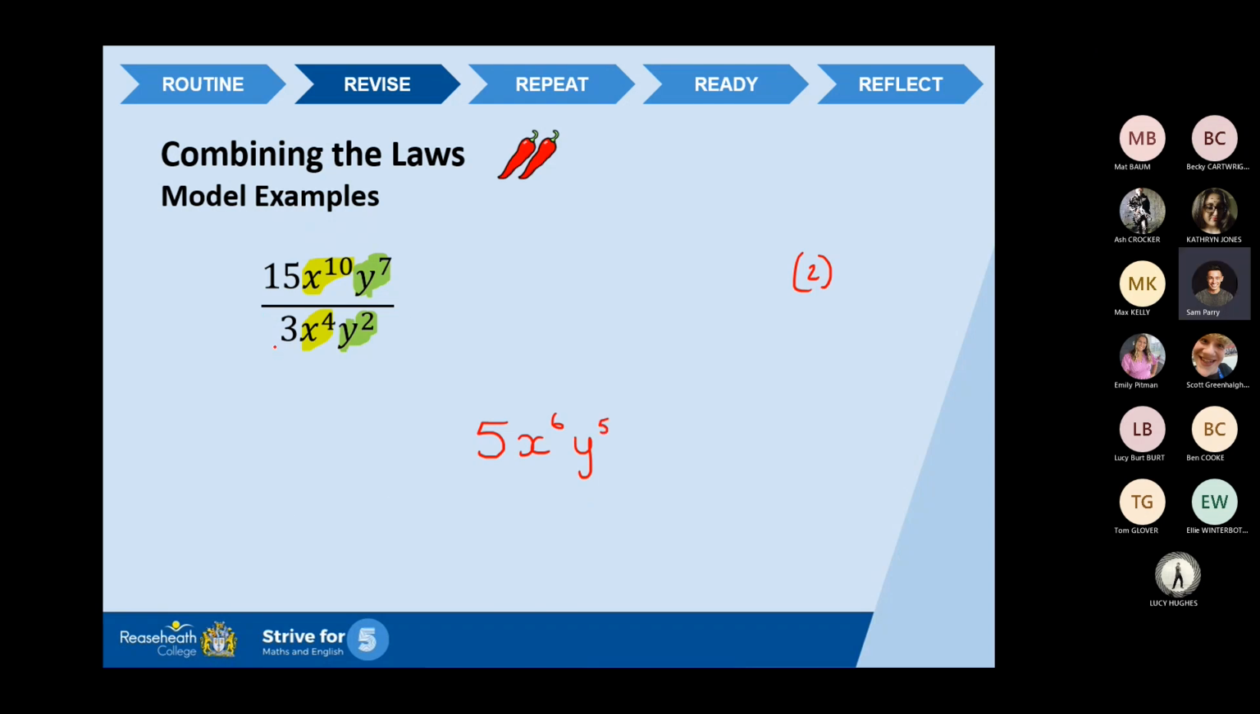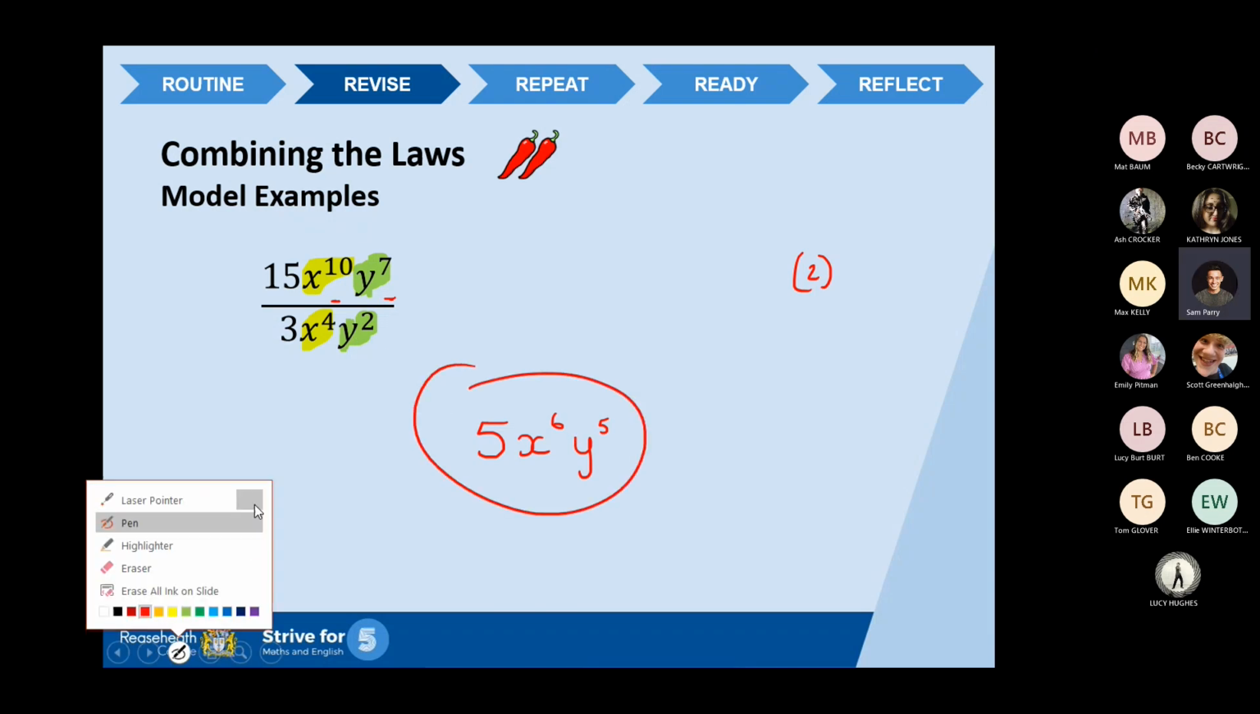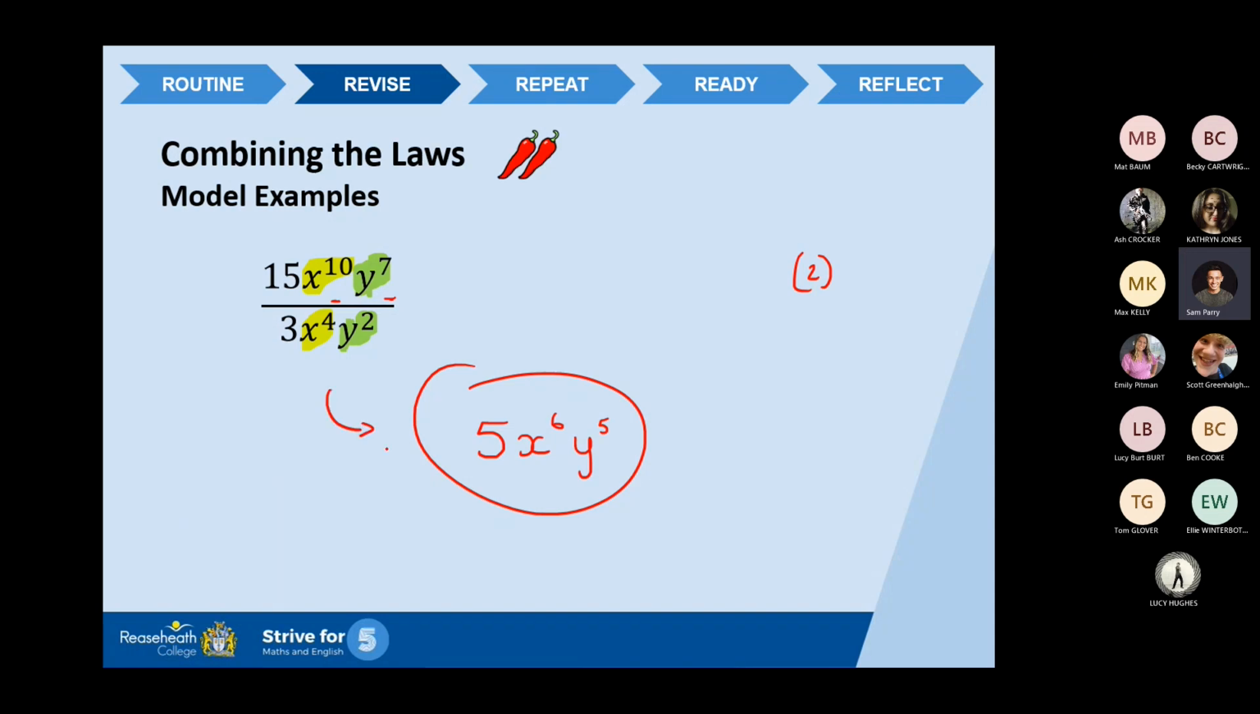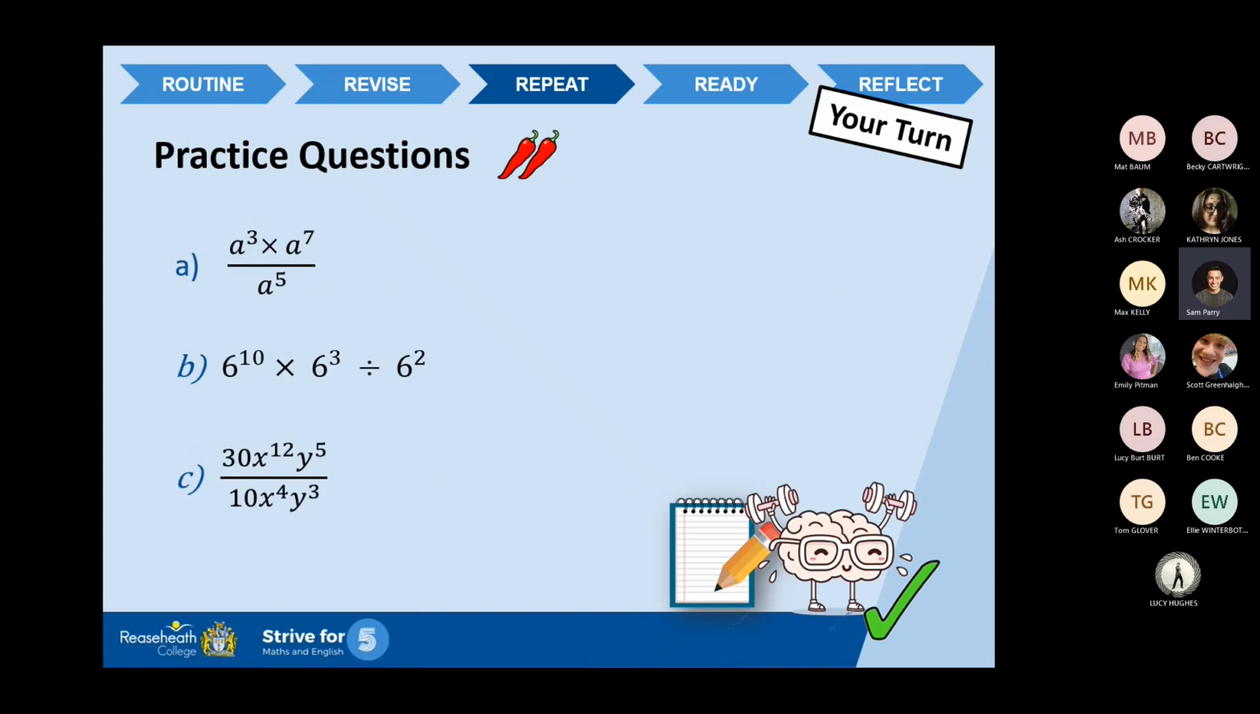And that, I don't want to say that's it, like it's dead easy, but I've just broken it down. I've done 15 divided by 3. Then I did x to the power of 10 divided by x to the power of 4, knowing that that means subtract. And the same for y to the power of 7 divided by y to the power of 2. There's my answer. Okay, now I want you guys to give this a go and try and generate your own answers. How many have I given you guys? I've given you 5 to do.